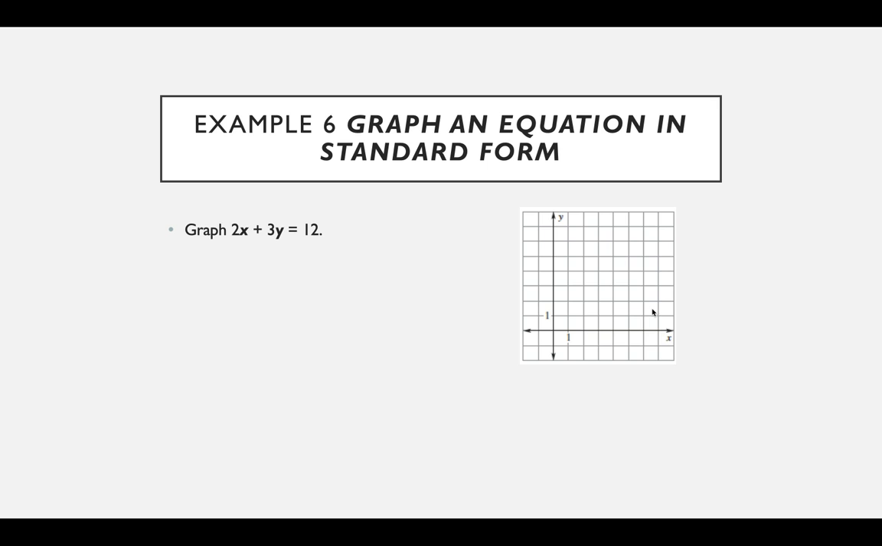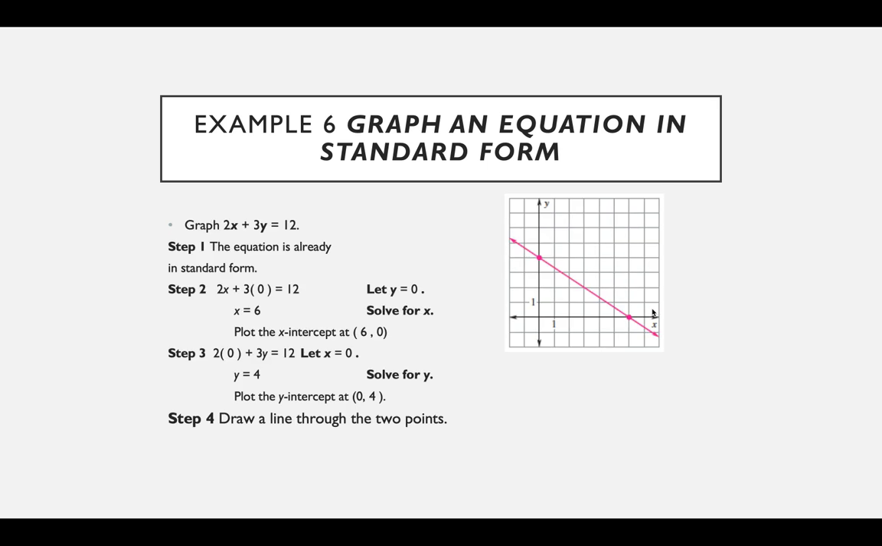Okay, so we're going to do this for 2x plus 3y equals 12. It's already in standard form, so we're good to go there. So we are going to find our x-intercept by letting y equal 0. So we get 2x plus 3 times 0 is 12. So that would be 2x equals 12, divide by 2, and we get x equals 6.